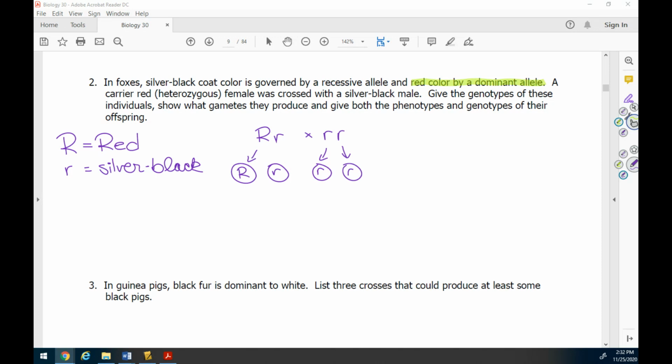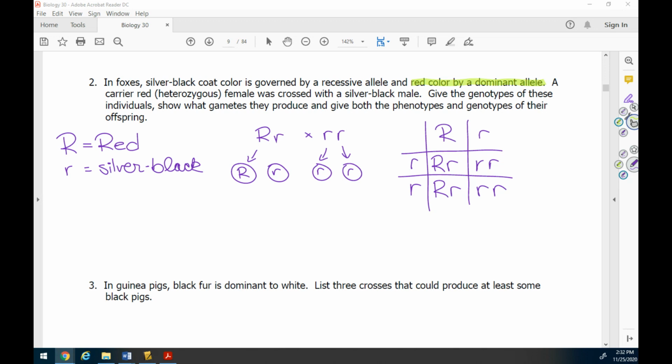So this is where we draw the Punnett square, putting the gametes for the female along one side, and the gametes for the male along the other side. When we're making the Punnett square, in essence, we are fertilizing. So big R, little r, that's one fertilized egg or zygote. Then 2 little r's, 1 big R, little r, and 2 little r's.